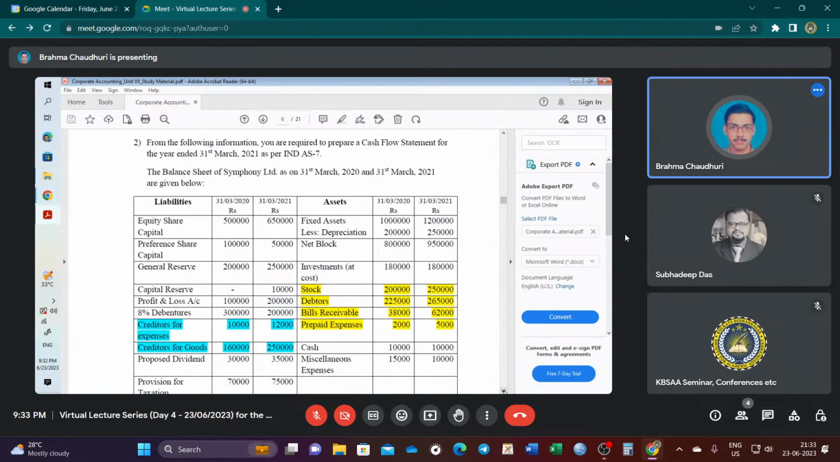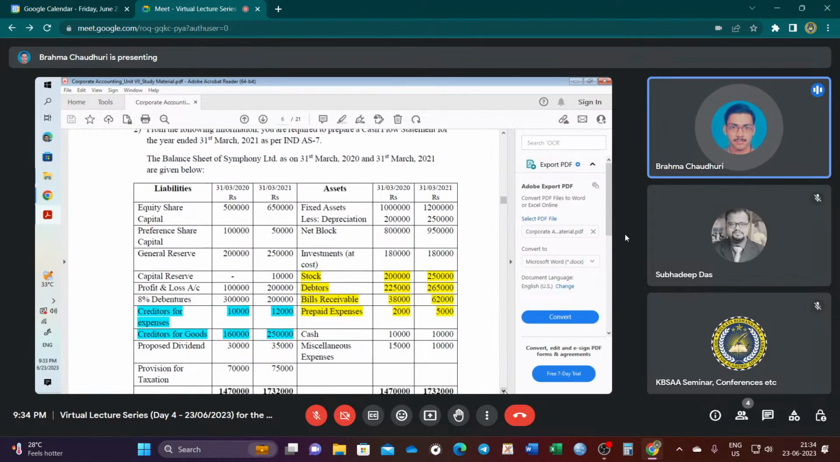In this problem, opening balance sheet and closing balance sheet, liabilities and assets, are given. That means two balance sheets are given: 31st March 2020 and 31st March 2021. 31st March 2020 means the opening balance sheet, that is the 1st April 2020, and 31st March 2021 is the closing balance sheet. So the balance sheets of Symphony Limited as on 31st March 2020 and 31st March 2021 are given below. And from the following information, you are required to prepare a cash flow statement for the year ended 31st March 2021 as per Ind AS 7.